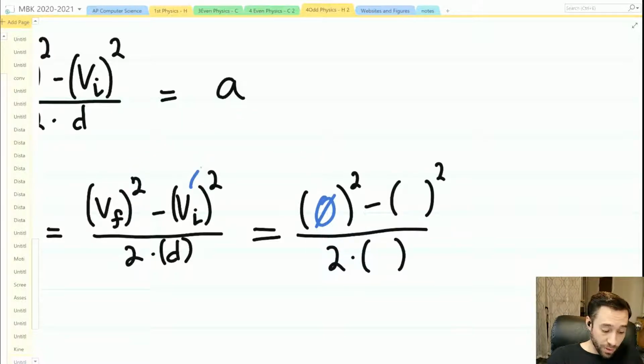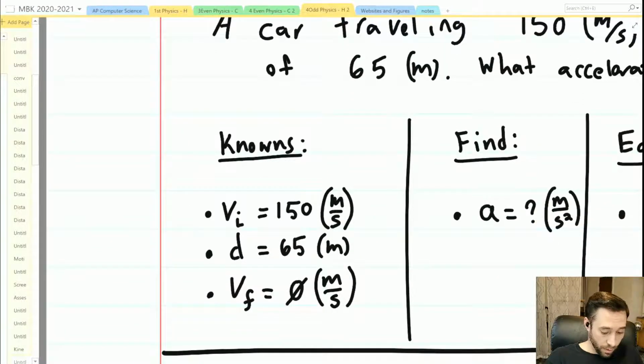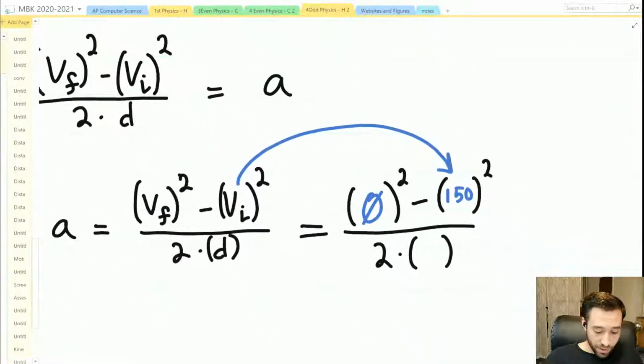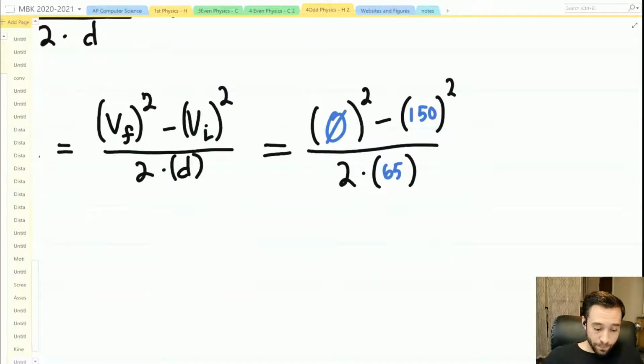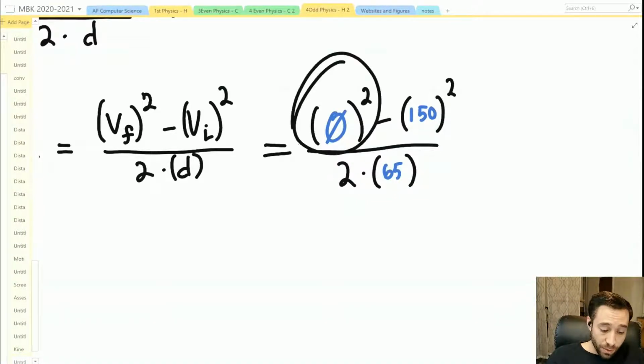My initial velocity is going to be 150, I believe. Yeah, 150. And then my displacement is going to be 65. Okay. And just to prevent any kind of calculating error, 0 squared is just 0.